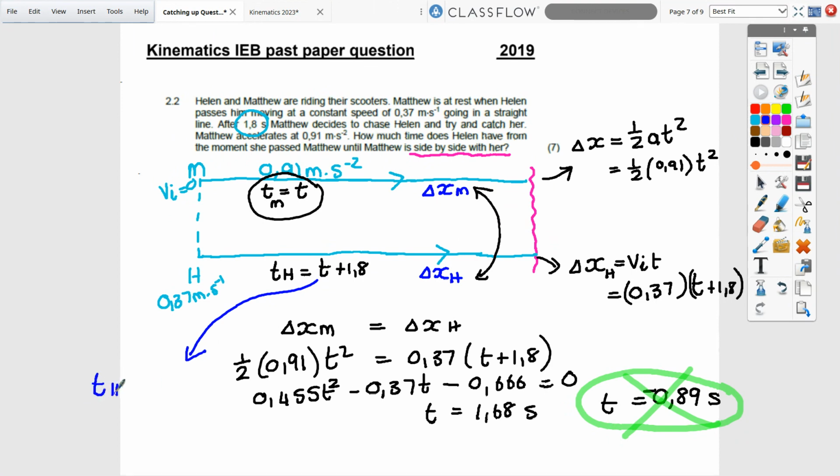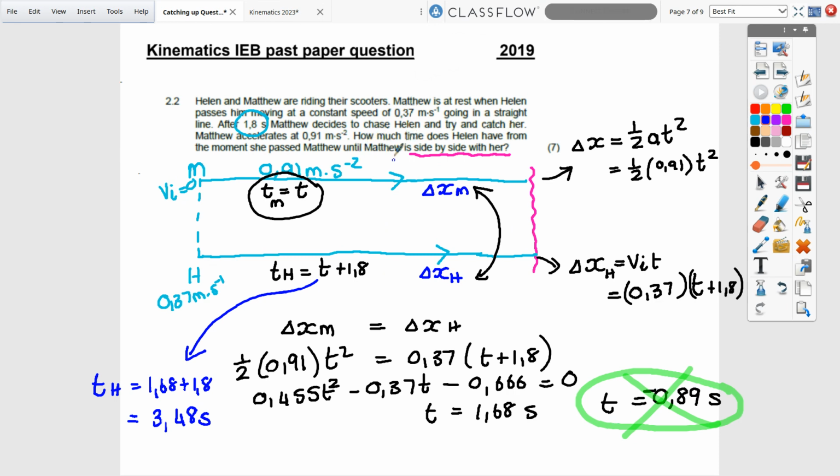I have Matthew's time. So t for Helen is just going to be the t that we just worked out, which is 1.68, plus the 1.8 seconds that she was already traveling when Matthew started, and that gives us 3.48 seconds. So it takes Helen 3.48 seconds before Matthew catches up with her.